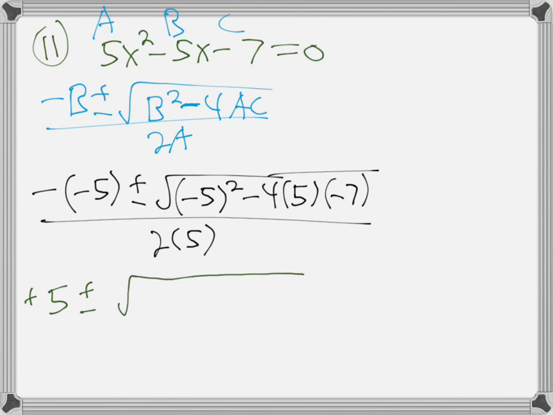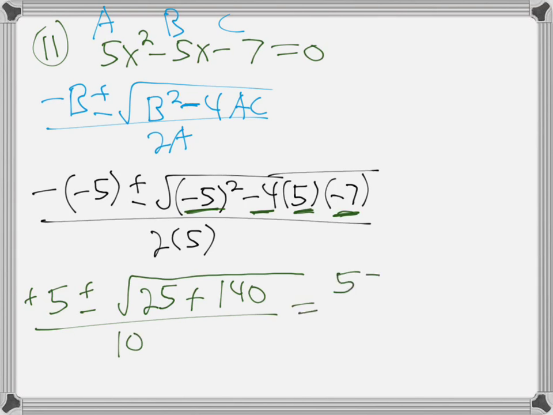Plus or minus the square root of 25. 5 squared is 25. It's going to be plus, right? Because it's negative times positive times negative. Two negatives. It's going to be positive 140 all over 10. Which is 5 plus or minus the root of 165 all over 10. That's as far as we can go. You can try to break down.